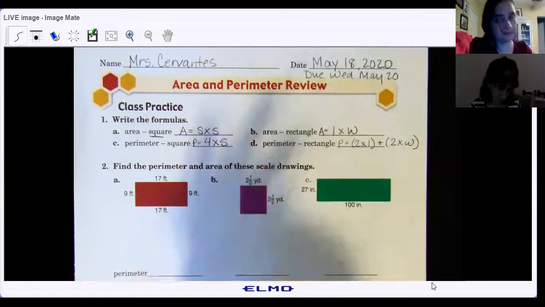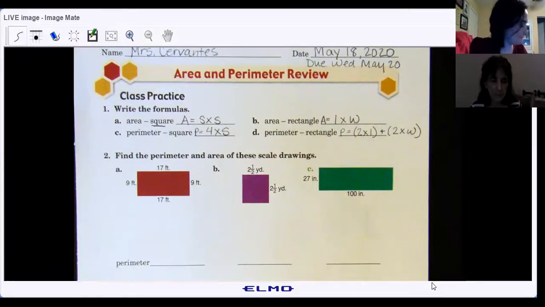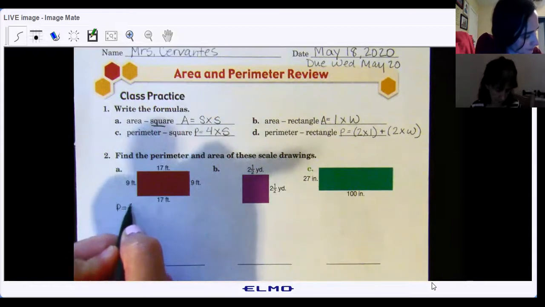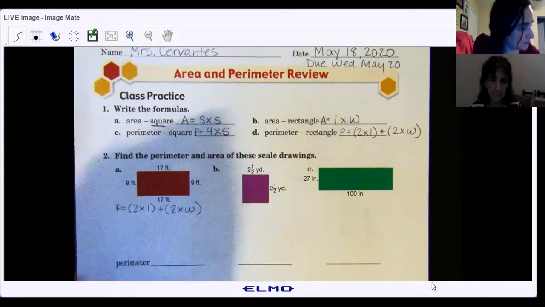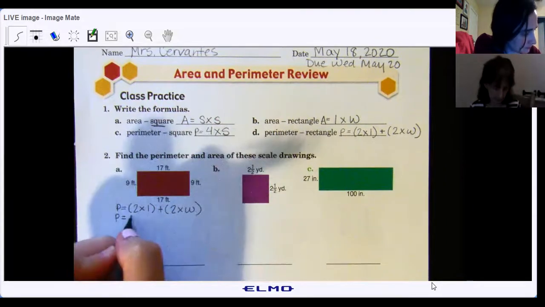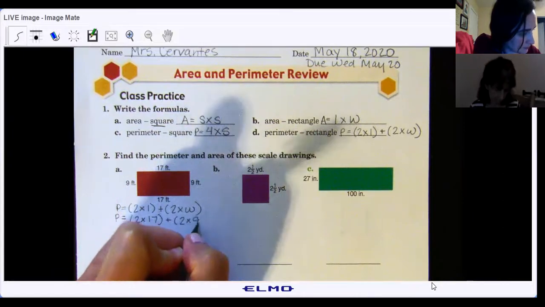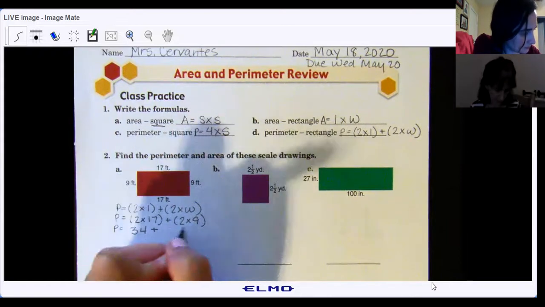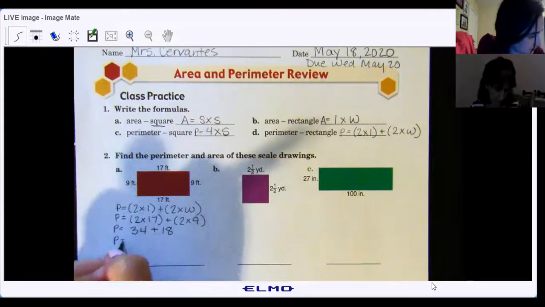All right, we're going to do A with you. We have a rectangle, and it's 17 feet long and 9 feet wide. So your formula is P equals 2L plus 2W. You have to have the formula down. All right, perimeter equals 2 times 17 plus 2 times 9. Perimeter equals 34, 2 times 17, plus 2 times 9 is 18, so 34 plus 18. The next line is perimeter equals 52.